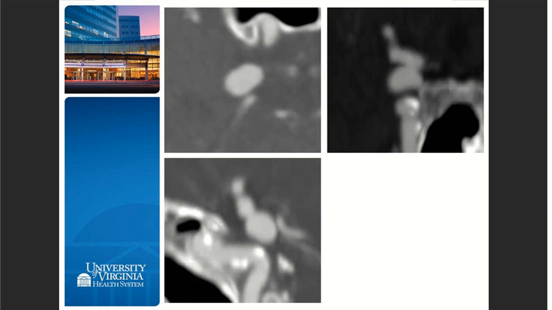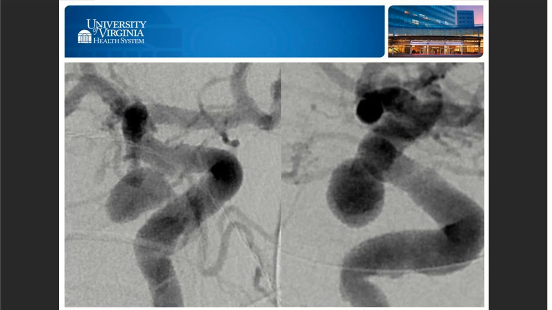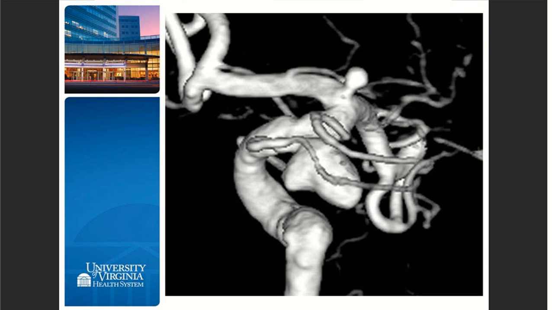Here, these are some CT angiograms. It's a little difficult to see, but we'll get a little bit better pictures on the angiograms. You can see this large kidney bean-shaped posterior communicating artery aneurysm. It measured about 8 by 6 millimeters in size. And on the reconstructions, you get a better idea of what that aneurysm looks like, the posterior communicating artery coming off of the base, but also with this smaller ICA terminus aneurysm.